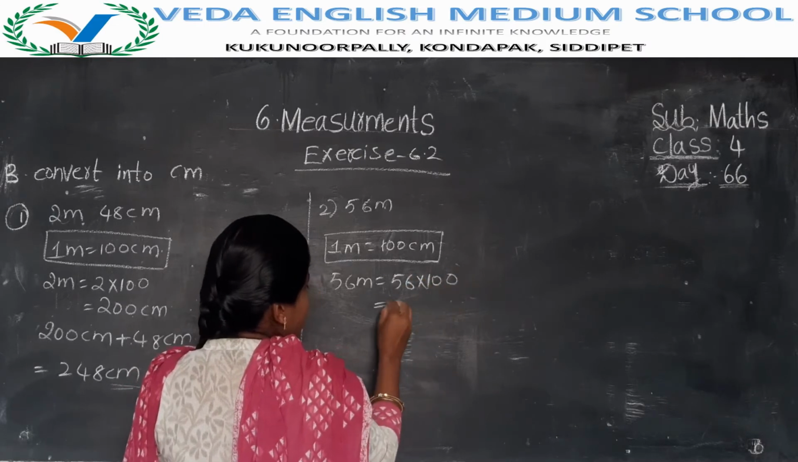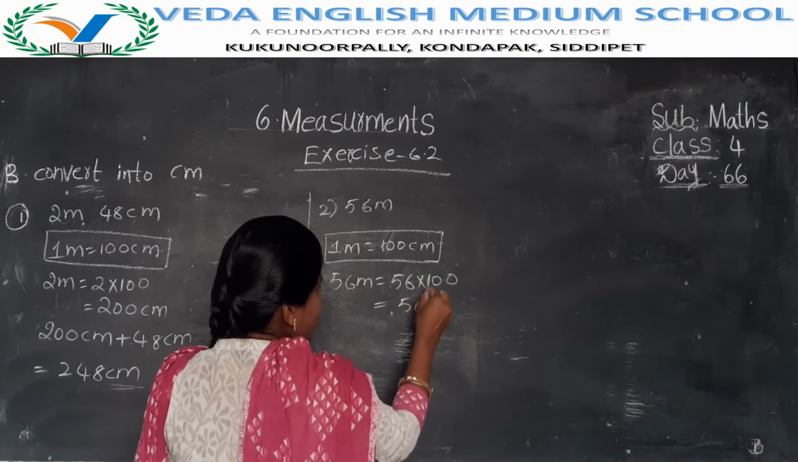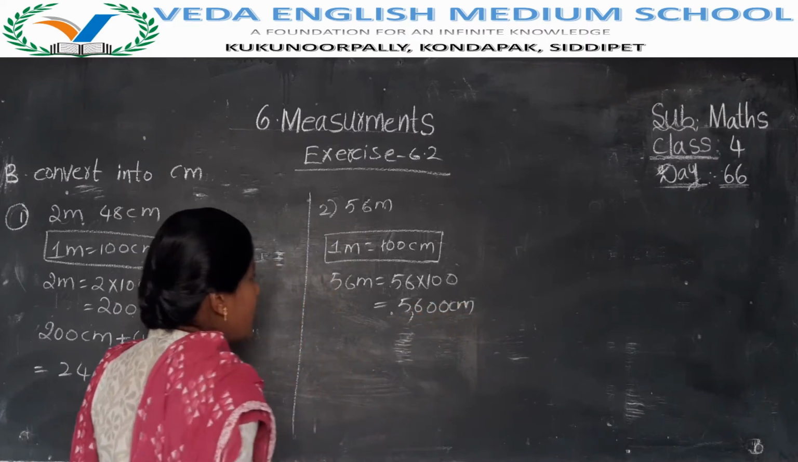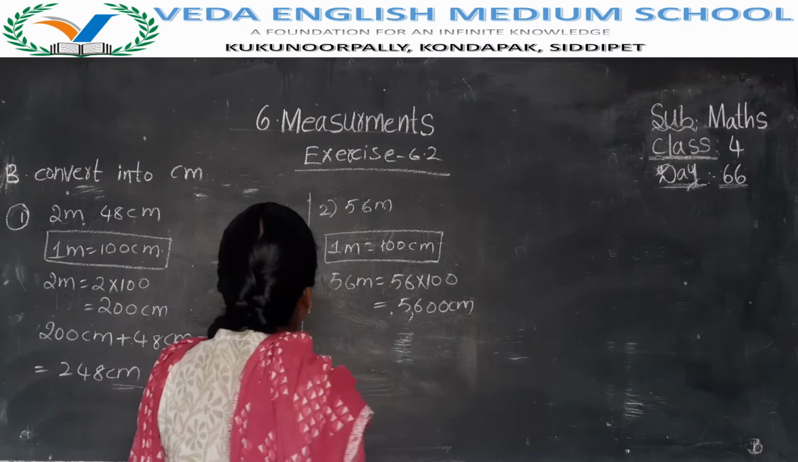56 into 100. 56 ones are 56. Here 2 zeros are there, so 2 zeros as it is. 5600 centimeters. Like this you have to write.